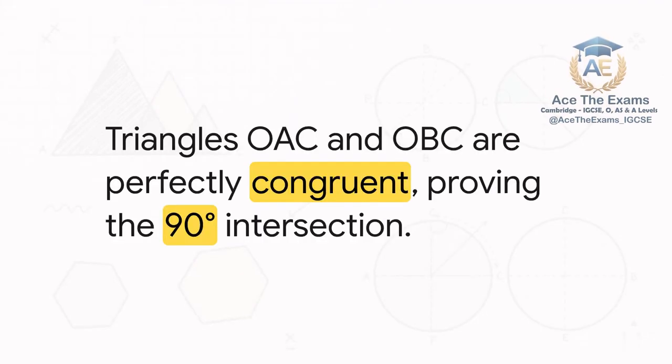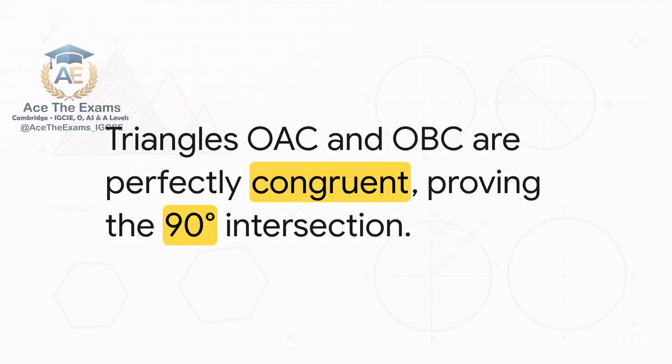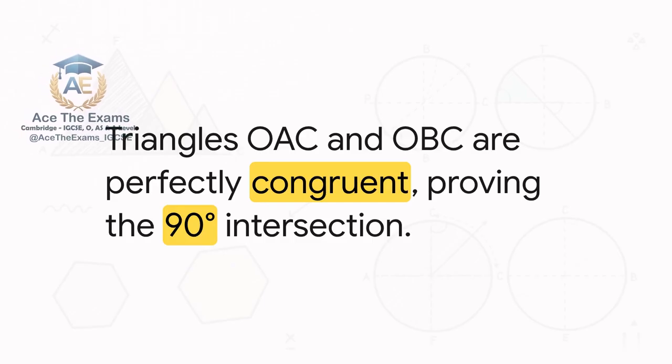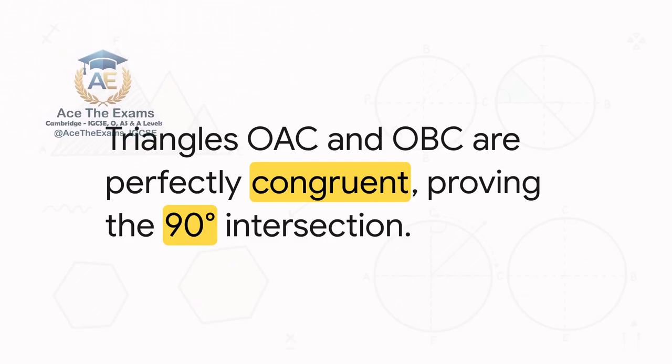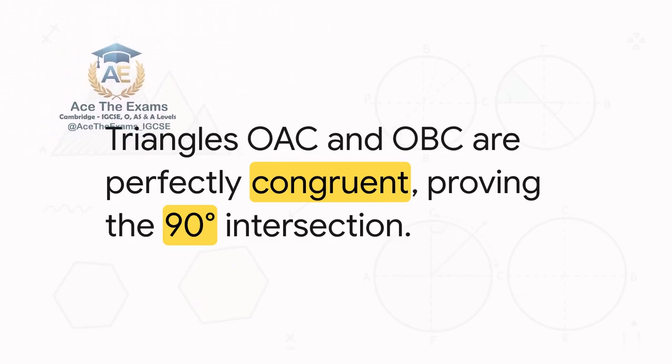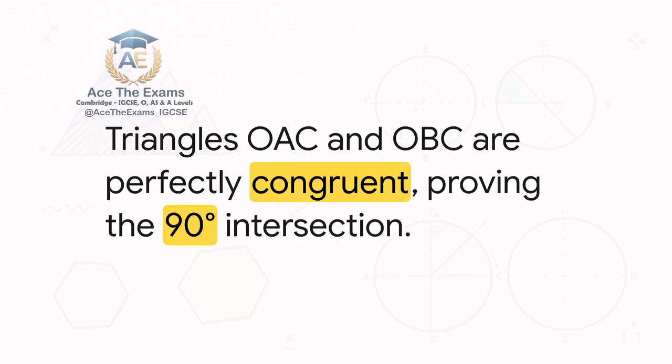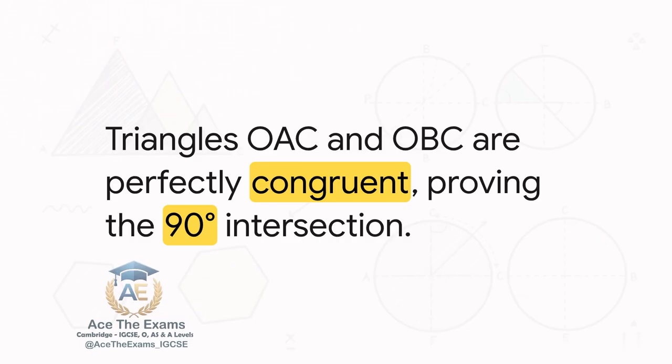The math backing this up is actually really beautiful. It relies on congruent triangles sharing a common radius to prove that perfect 90-degree angle. And remember, congruent just means they are the exact same shape and size. Because the radii are equal and the triangles share a common side, those intersection angles are basically forced by geometry to be identical 90-degree right angles.